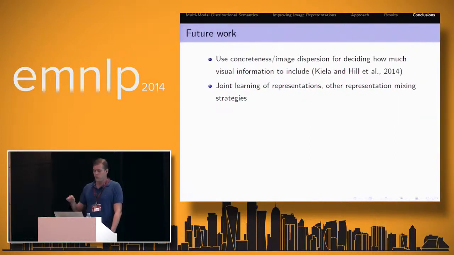In future work, we want to look at the concreteness of the concepts in these data sets. So in a previous paper at ACL, we looked at image dispersion for deciding how much visual information you want to include. So for abstract concepts like democracy, you maybe don't want to include image data, but for things like dogs and golden retrievers, you want to do so for obvious reasons. So by playing around with that, you can improve things even further, we think. And another obvious thing to do is to do joint learning of the representations or other mixing strategies to improve things further.